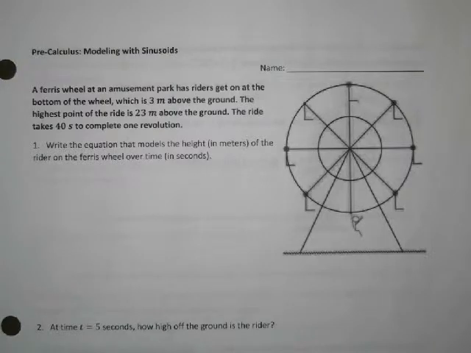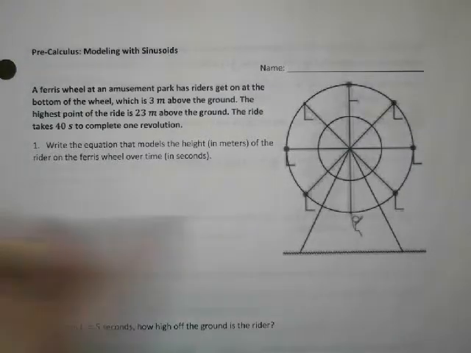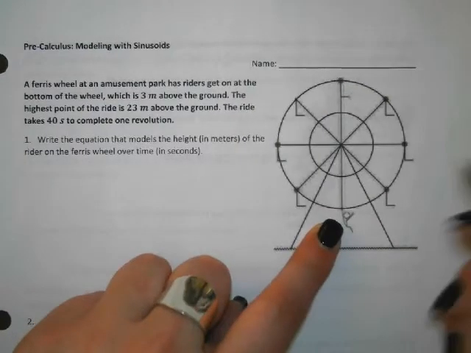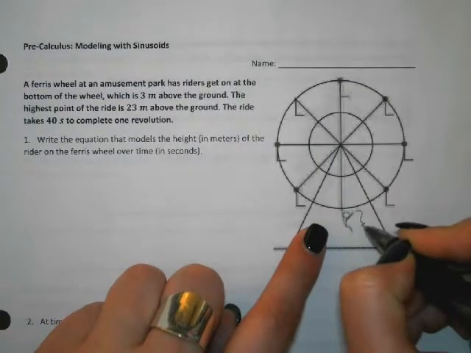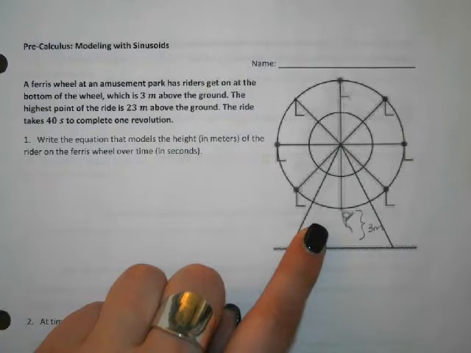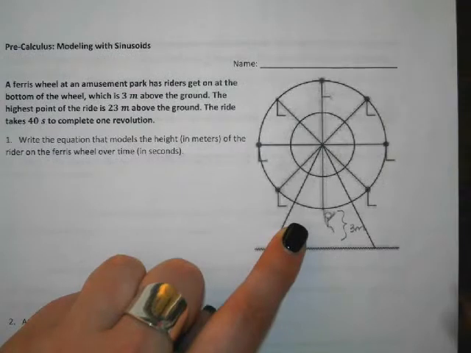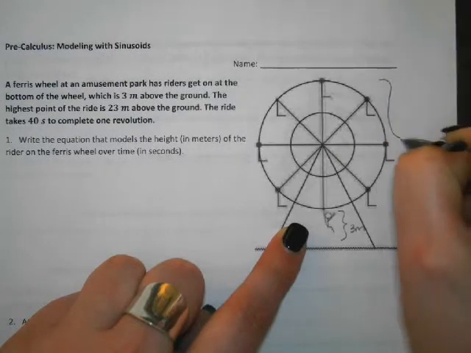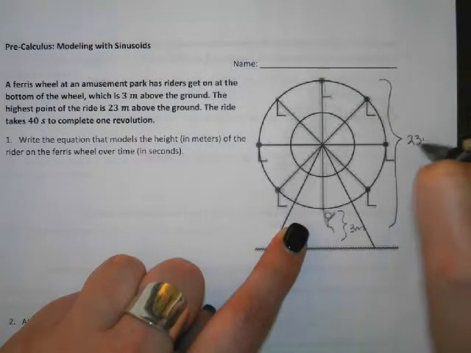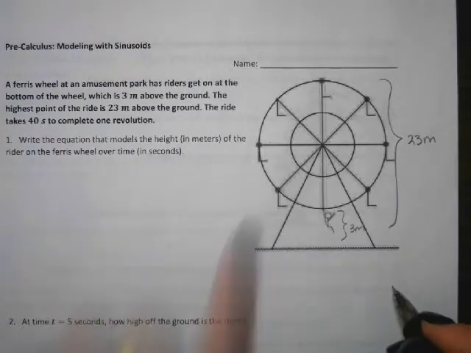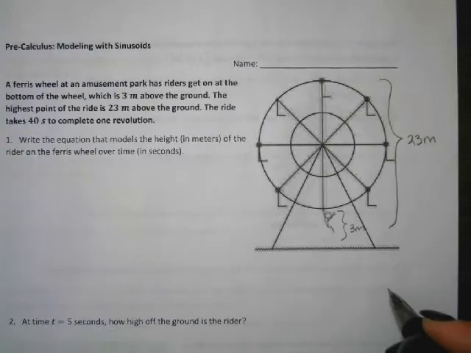So it says a Ferris wheel at an amusement park has riders get on at the bottom of the wheel, which is 3 meters above the ground. We're going to go ahead and label this. This right here is 3 meters. The highest point of the ride is 23 meters above the ground. The ride takes 40 seconds to complete 1 revolution.